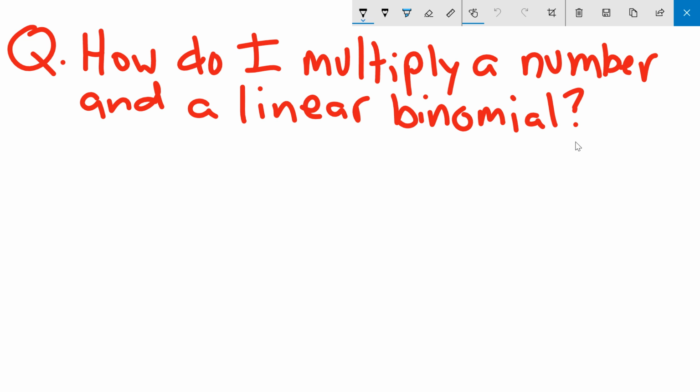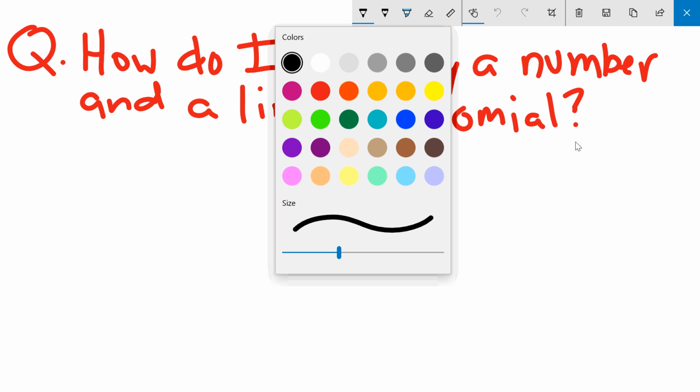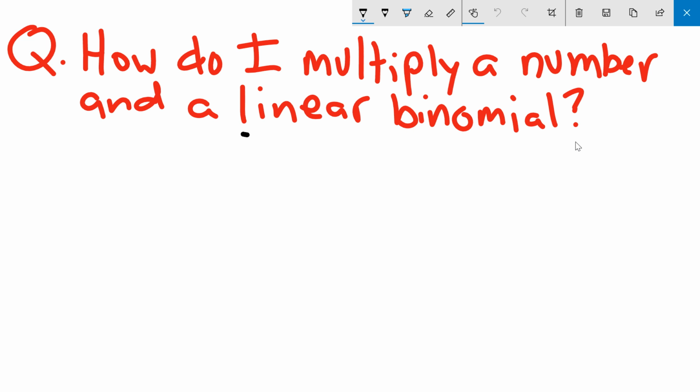And looking at a new question today, we see: how do I multiply a number and a linear binomial? As I'm reading this question, you might be thinking, what is a linear binomial? You may have heard it before, you may not have, but if you're intimidated by that math term, please don't be. We've been working with linear binomials already in our previous videos. Now we're just putting a name to it.